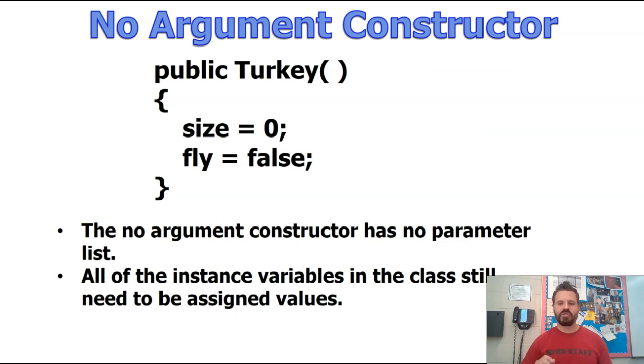Now our Turkey class had a third constructor. Okay, so one more constructor to talk about. And I'm going to say this last one is what's called a no argument constructor. Okay, that just means that the constructor has no parameter list. So we don't pass anything into the parameters. Now, even though there's no parameters, all the instance variables in the class still need to be assigned values. So why would we want to have something like this? Well, let's say we have baby turkeys that when they're born, they're less than a pound. They have a size of 0. They can't fly when they're babies. This allows us to quickly create those types of turkeys without worrying about passing in a 0 for the int or a false, okay, for the can it fly.